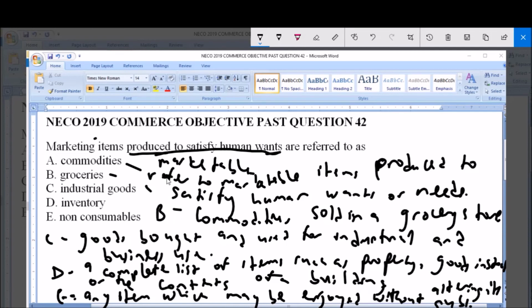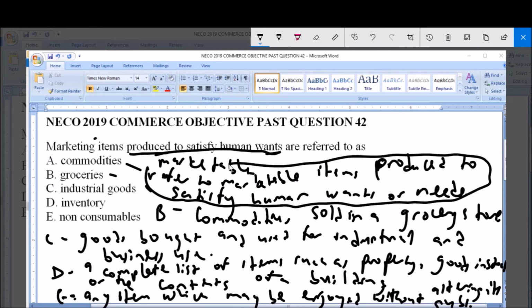So we have seen each of the definitions of the options, and you agree with me that option A, which is commodities, refers to marketable items produced to satisfy human wants or needs, and that is more or less the same with what you have in the question. So those products or items are referred to as commodities, which is option A.